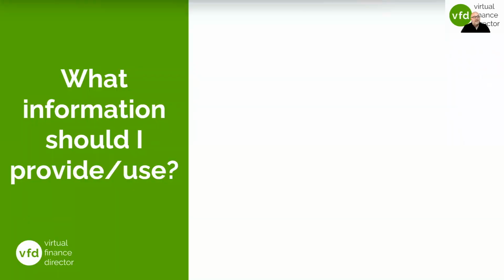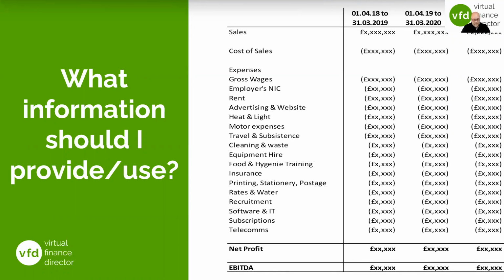So the next thing we're going to look at is the information. Typically, what information should we use? Now, having done this a number of times with a lot of businesses, I've reviewed probably close to 30 or 40 different businesses in the past 5 to 10 years, and typically this is what you'll get given.